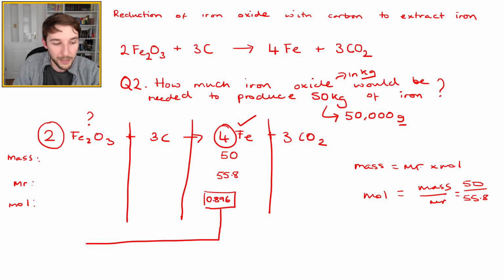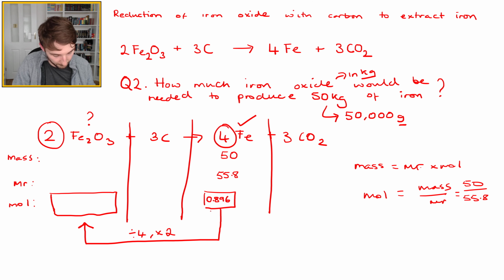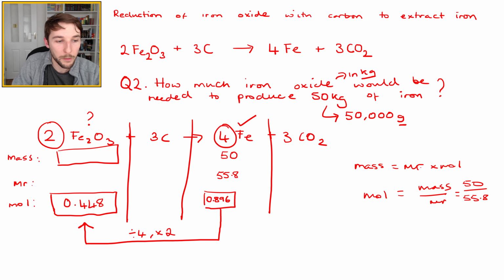So to get this mole value over here, to work out how many moles of iron oxide I would need, so I can calculate its mass later on, I'm going to first divide it by 4 and then I'm going to multiply it by 2. So I'm going to write left to right still because that's the way we would do the sum, but I'm going to divide by 4 and then multiply by 2. Okay, so essentially I'm going to halve it, aren't I? All right, so let's do that now. So divide by 4, multiply by 2, and I get an answer here for the mole value, technically in kilomoles, 0.448.